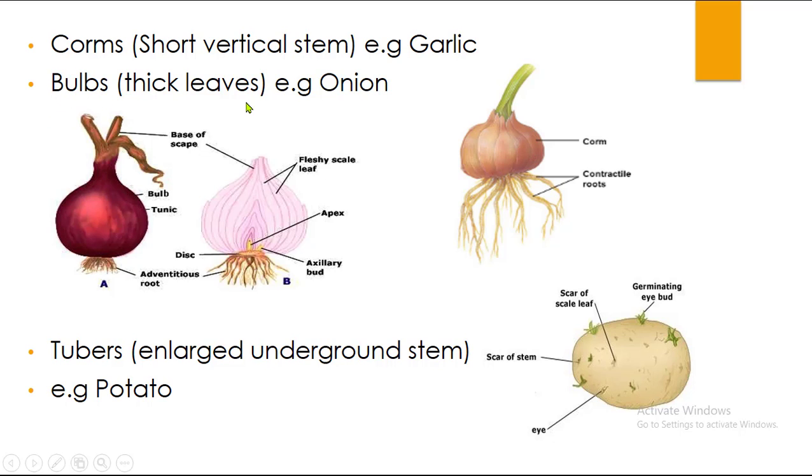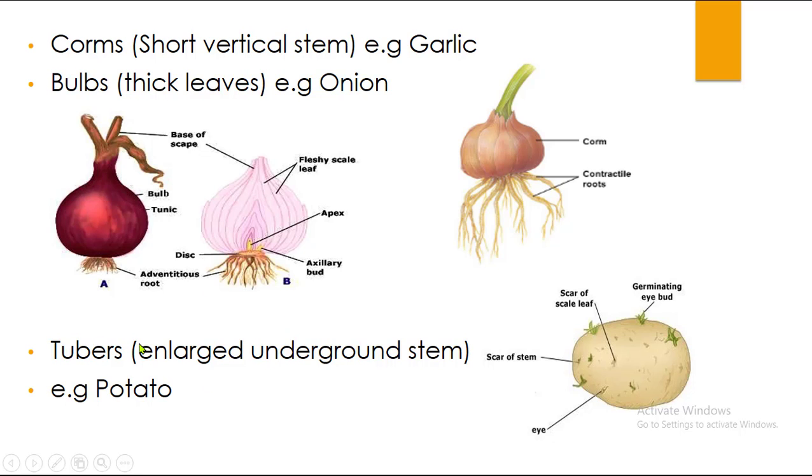Then bulbs. The common example is onion. It has thick fleshy leaves in the form of layers. These store food for the developing plant. So what happens in the bulbs? There are certain buds. Here you can see that axillary bud. These buds give rise to a new plant. Same is the case when you place an onion in the ground, it has the ability to give rise to a new plant. So this is again asexual reproduction.